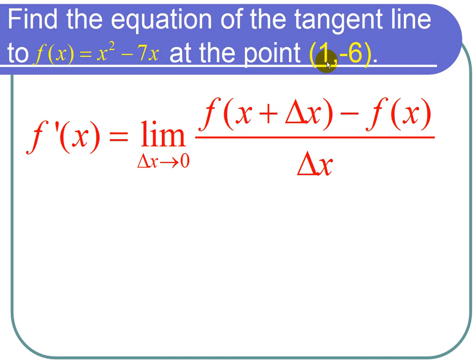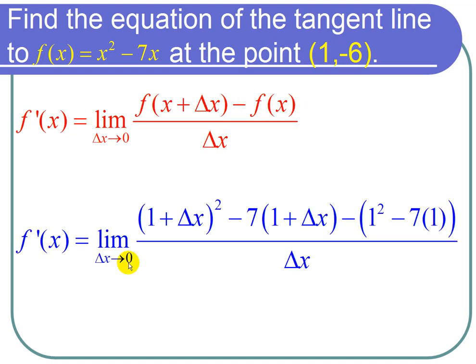So what I end up getting is the limit as delta x approaches 0 of 1 plus delta x squared, because I'm plugging in 1 for x, 1 plus delta x, into this x. So I get 1 plus delta x squared minus 7, and then I plug in x plus delta x, which is 1 plus delta x. And then minus f of x is 1, so that's minus 1 squared minus 7 times 1, all over delta x. So now let's simplify.